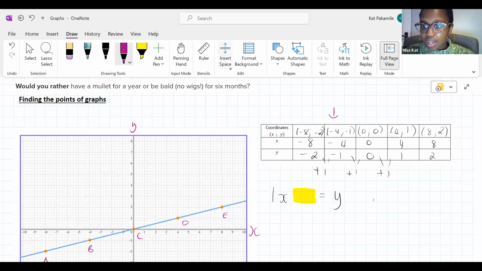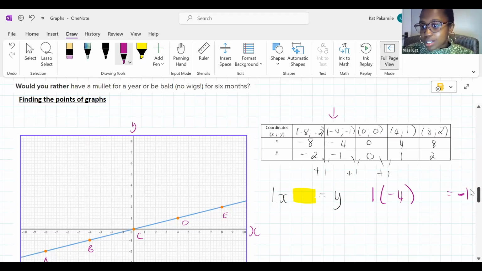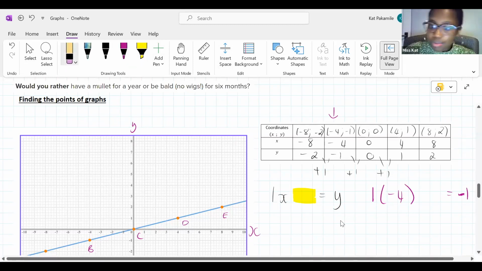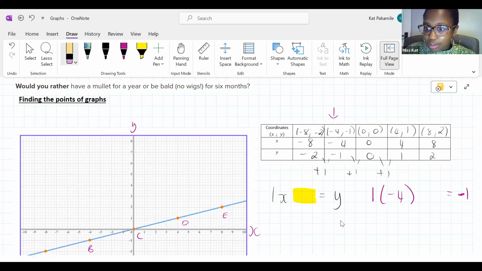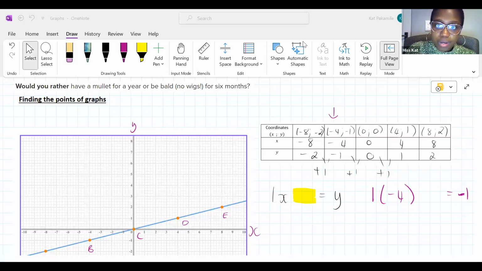So if you say 1 times -4, and we want an output of -1, then how much do we have to add? 1 times -4 is going to give us -4, but how much do we have to add to get the output that we actually want, which is -1? What goes on there? Let's see. Anybody in the chat? -1, not positive. There we go.